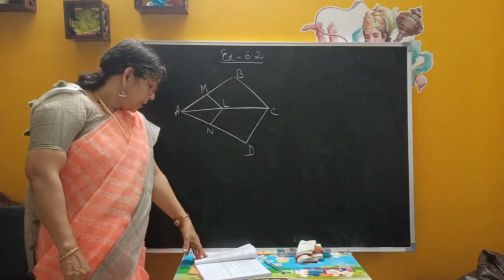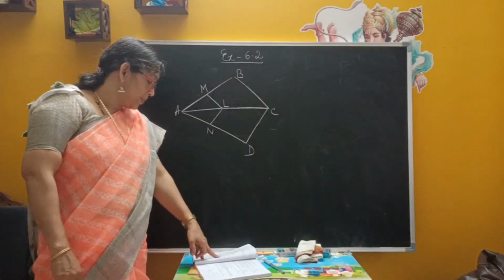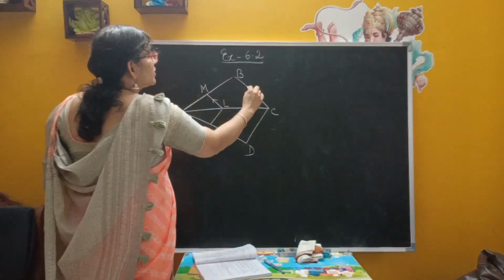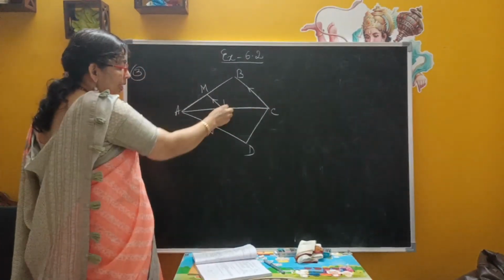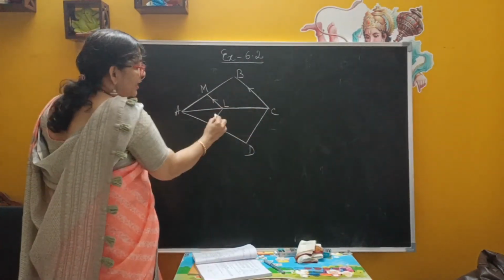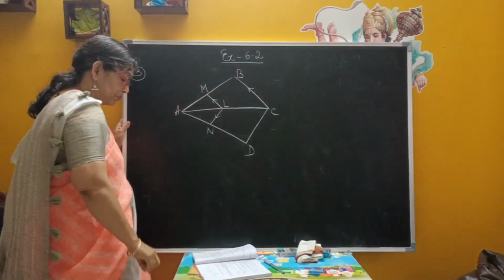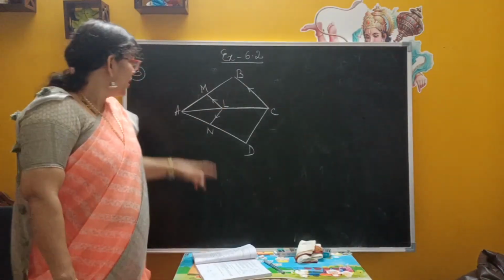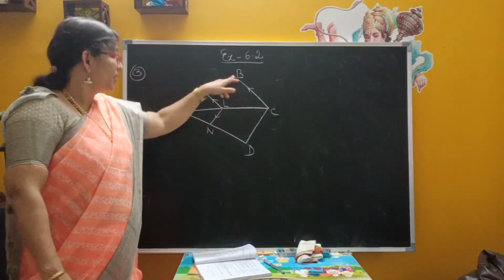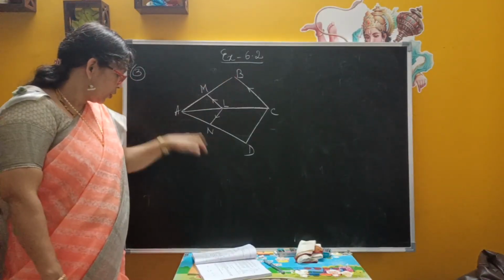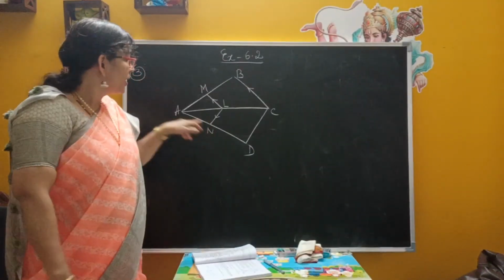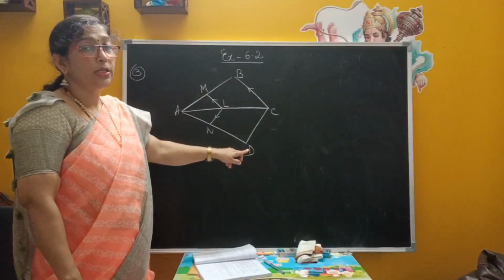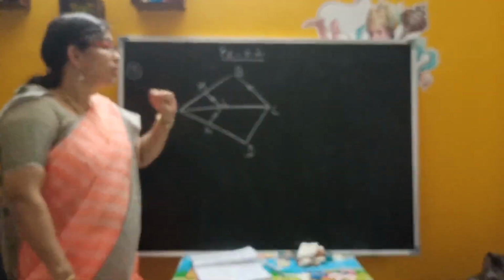The question is, in the figure given, LM is parallel to CB, and LN is parallel to CD or DC. Prove that AM by AB is equal to AN by AD. Is it exactly the basic proportionality theorem? No. So let us prove this now.